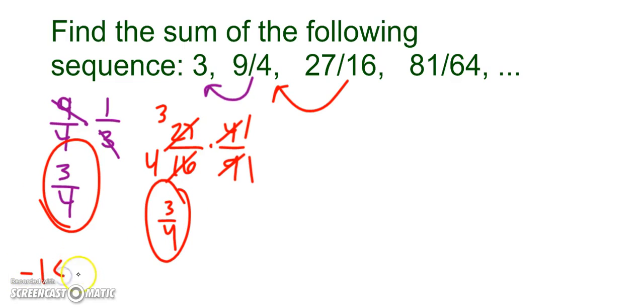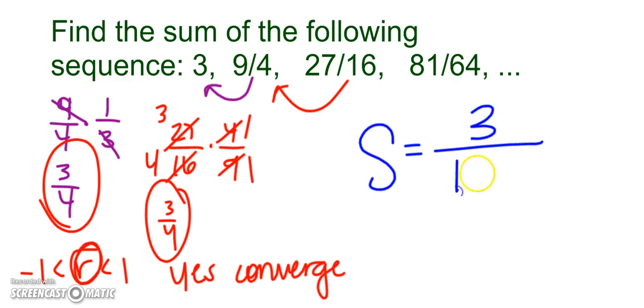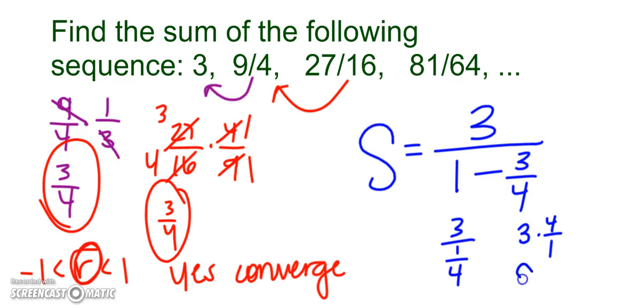Is 3/4 between -1 and 1? Yes. So this is going to converge. Let's go ahead and find it then. Our sum is going to be our starting value over 1 minus our ratio, which is 3/4. 1 minus 3/4 is 1/4. 3 divided by 1/4: same, change, flip. S is going to be equal to 12, all because that r value was between -1 and 1.